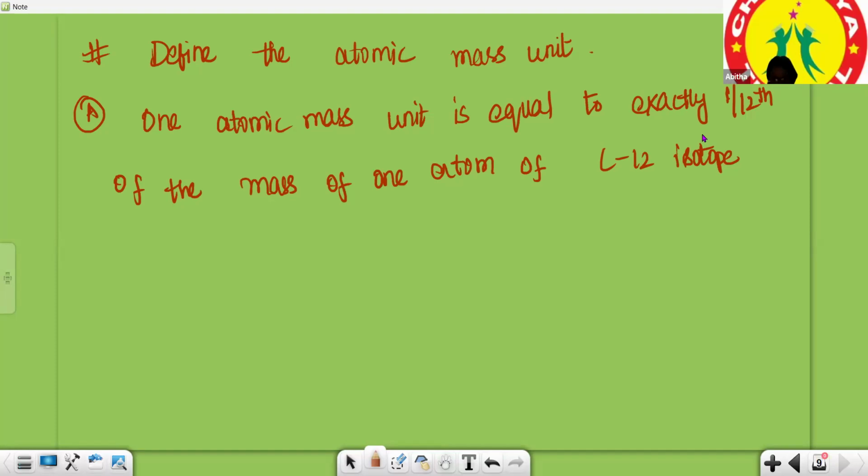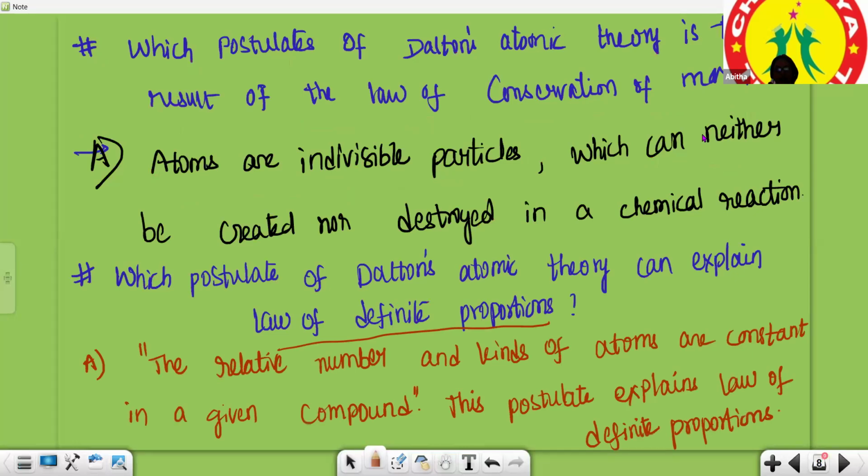Okay. So which postulate of Dalton's atomic theory is the result of the law of conservation of mass? Which postulate of Dalton's atomic theory is the result of the law of conservation of mass? So which postulate?